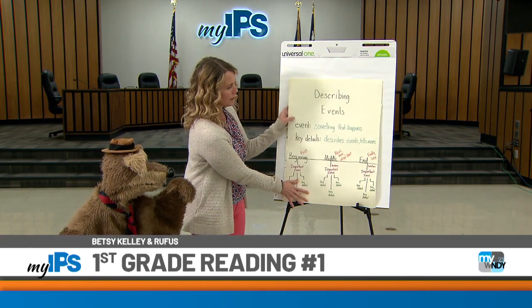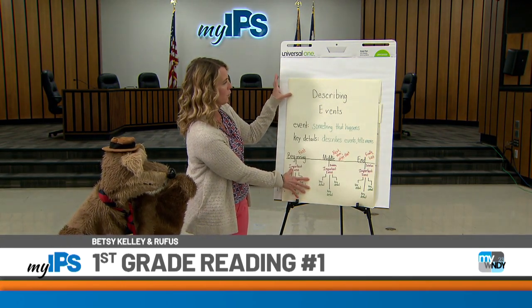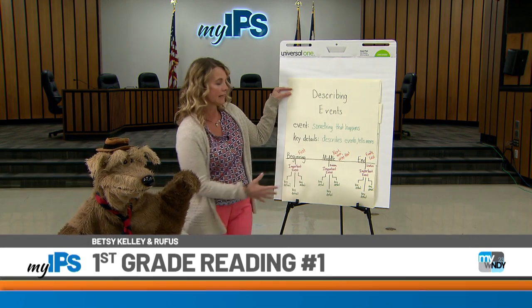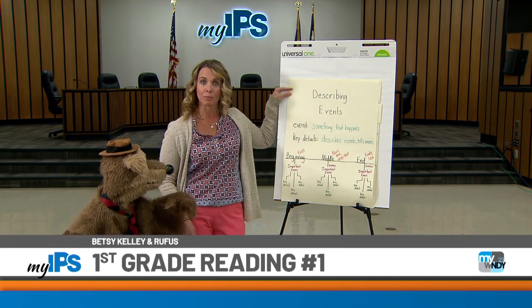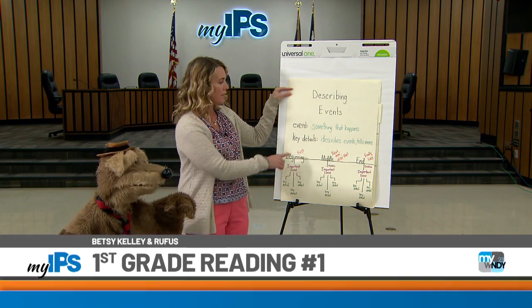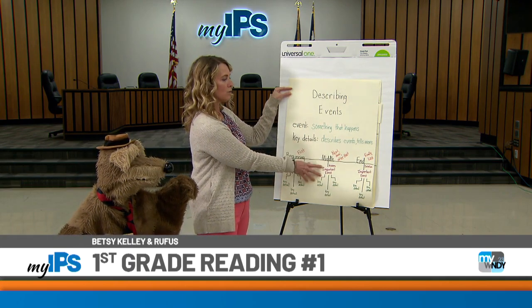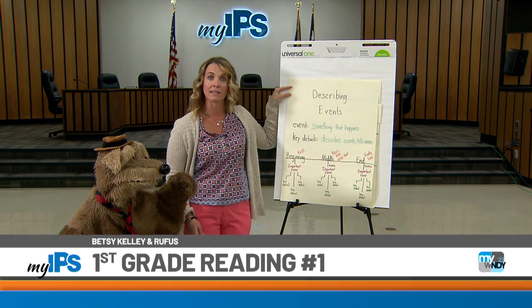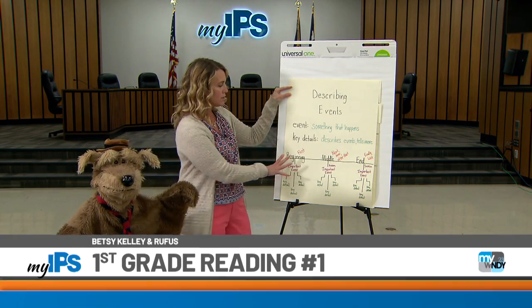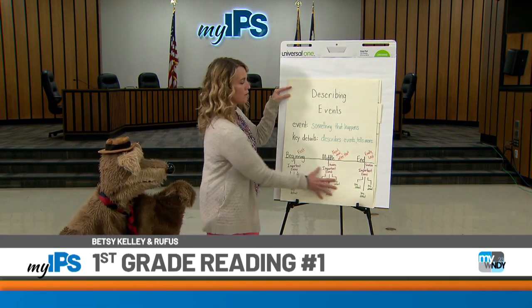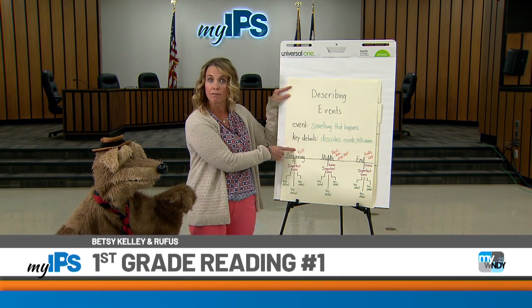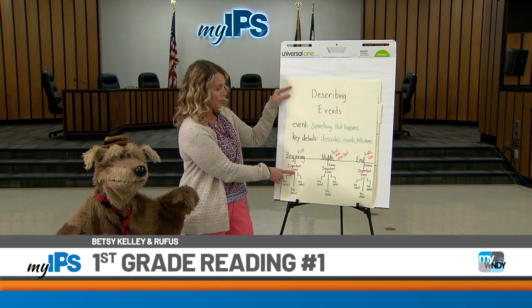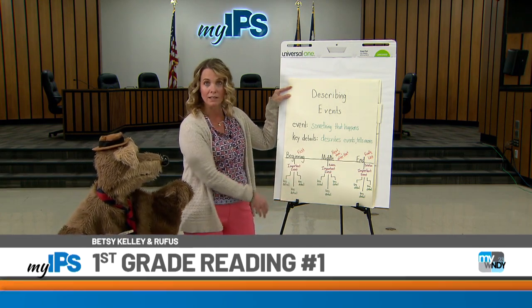Here's a little poster that can help you to think about what important events and key details are. So here I have an event. An event is something that happens in the story. And then each event has key details. Those are things that describe the events and they tell you more. So this is a way that you can look at it. You start with the beginning. If you're retelling, you might use words like first. Then you talk about the important events and then some key details.